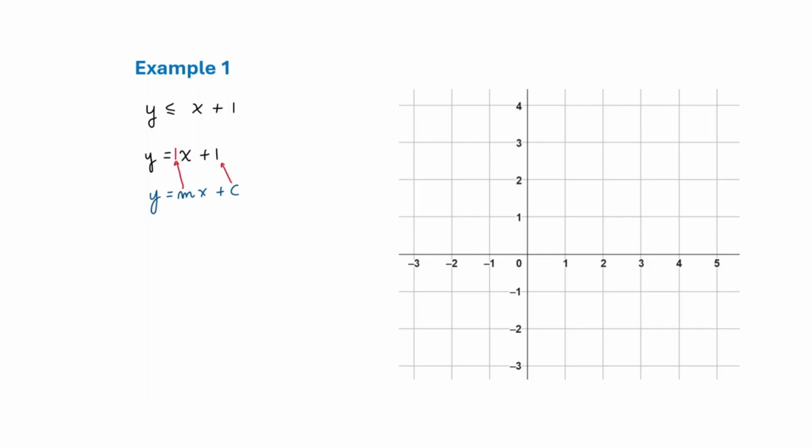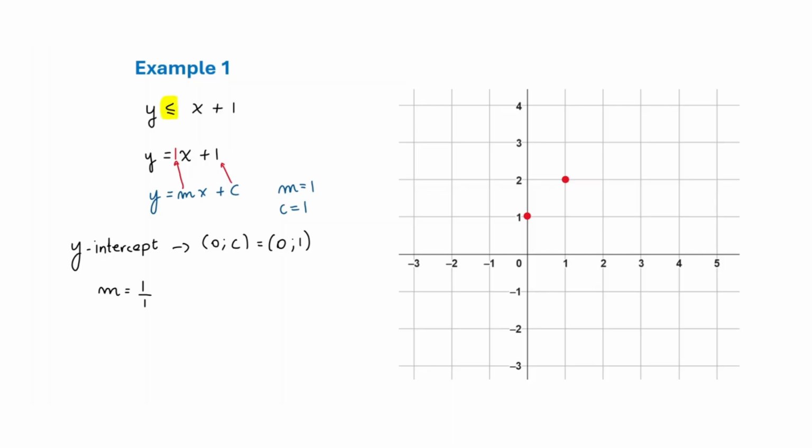Here, m is equal to 1. Remember, when x has no coefficient written in front of it, the coefficient is 1, and c is also equal to 1. The y-intercept is the point 0, c. So here the y-intercept is 0, 1. We plot this point on the graph. Now we use the gradient. The gradient is 1. We can write 1 as 1 over 1. This means that starting from the y-intercept, we move 1 unit up and 1 unit to the right. This gives us a second point. Now we have 2 points, so we can draw the boundary line.